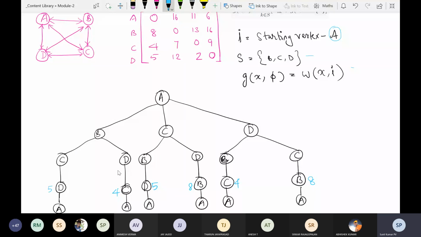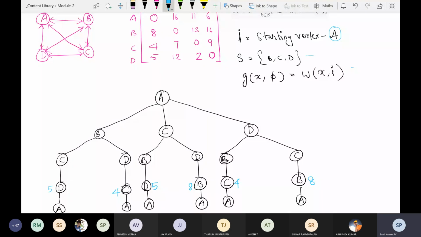That is why I told you we are filling this in a bottom up fashion. So from D to A, the last jump, the last edge, he wants to cover the last edge. This much cost he has to invest, or this is the cost of traveling. So now tell me, what is the cost of traveling from C to A? From C to A, 4. Yeah, if he follows this path, then C to D and D to A.